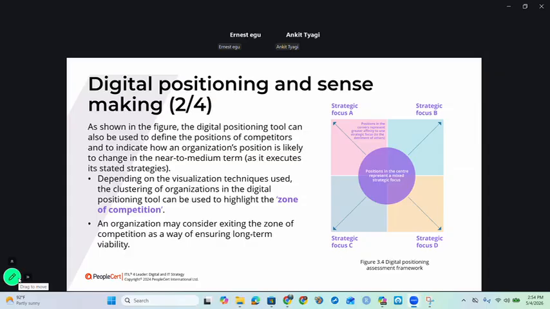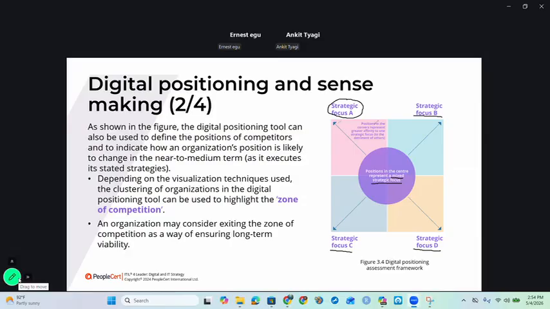Now, understand it this way again. There are different strategic focuses. What as an organization would we like to achieve? Strategic focus A, strategic focus B, strategic focus C, and D. Positions in the center represent a mixed strategic focus. Now, you remember the balanced strategic approach that we talked about. So if there are four different focuses that we have, the more we are towards the center, the more balanced an approach we have. The more mixed strategic focus is what we have.